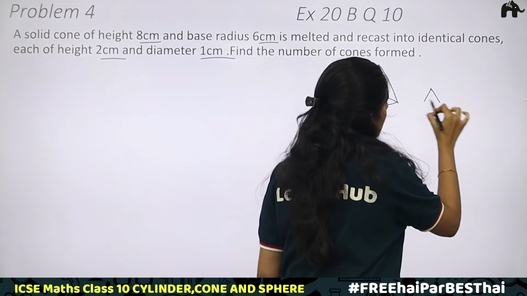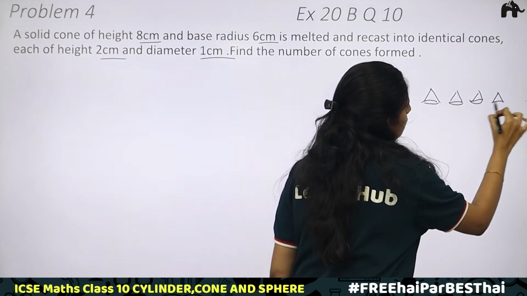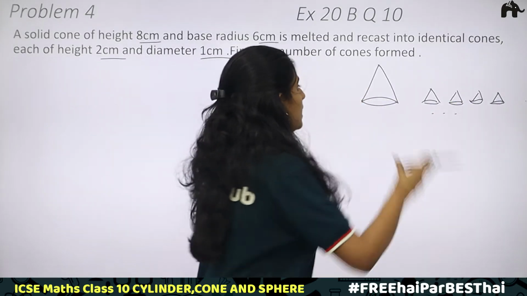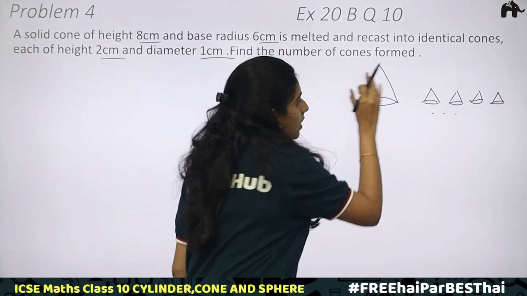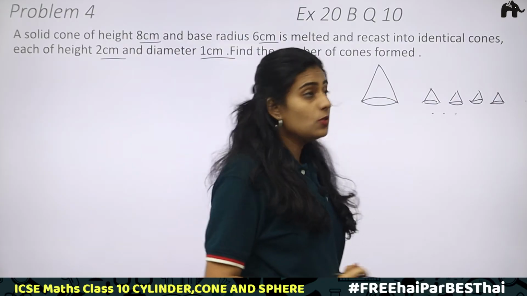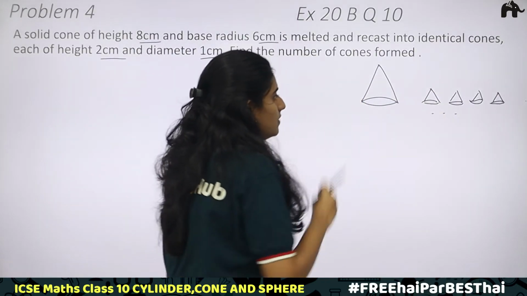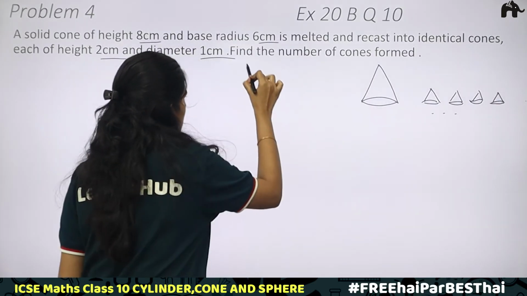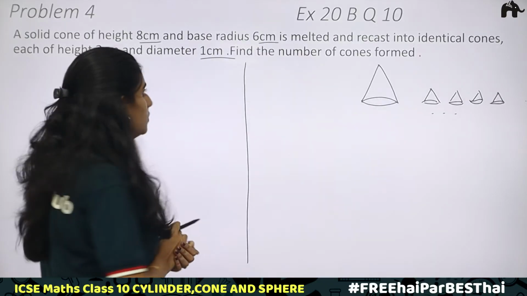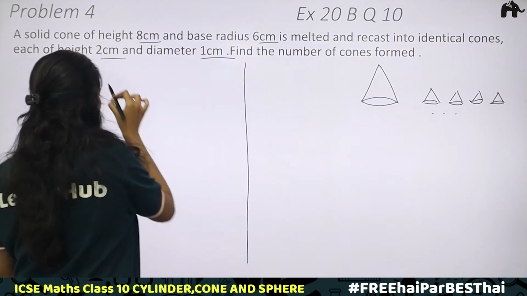We don't know what the number of cones is. We need to find the number of cones formed, which means the total volume of the solid cone will be equal to the number of cones times the volume of a smaller cone, from which we can find the number of cones. So first we need to find the volume of the solid cone. The height of the solid cone is given.